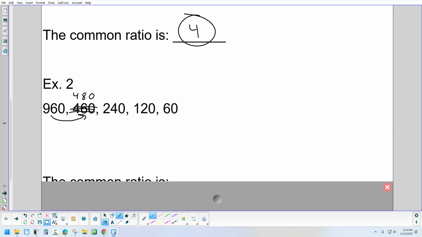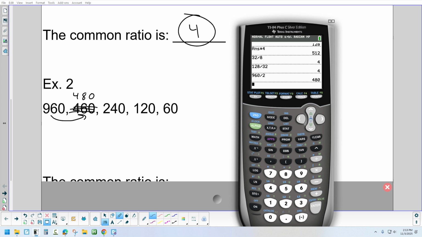Okay. Now, let's say we have a hard time. We can't figure out what the fraction is this time. How did I say you could figure out the common ratio? What can we do to figure out the common ratio?